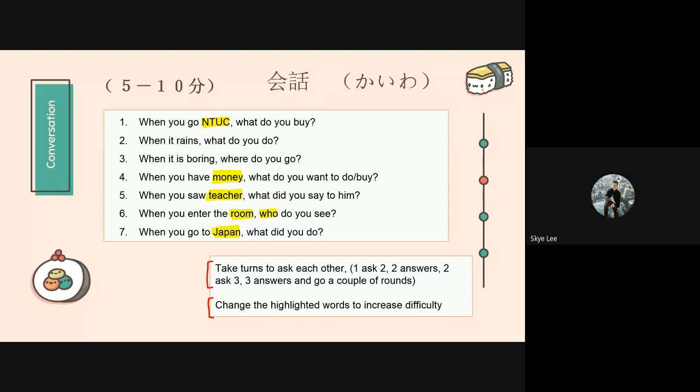Okay, when you have money, so you can ask the question. Okane ga aru toki, nani o kaimasu ka? Okane ga aru toki, kuruma o kaimasu. Okay, sorry, I didn't hear the second part. Kuruma o kaimasu. Okay, you want to buy a car? Yeah. Okay.